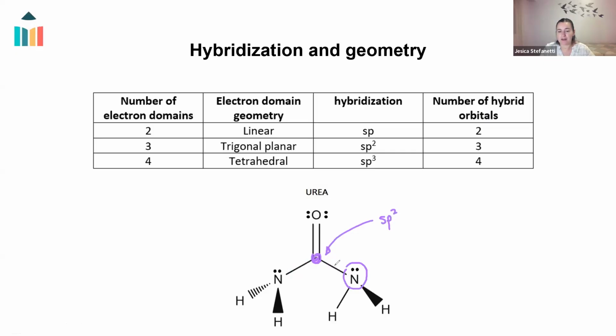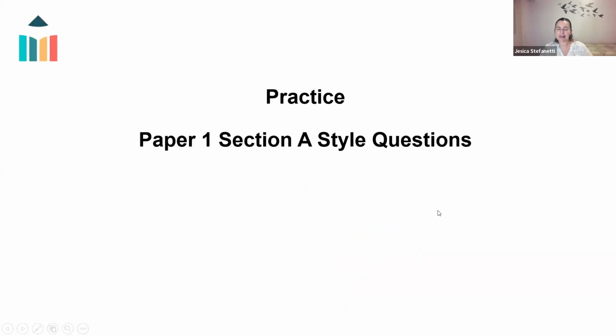Now, if we think about the nitrogen, we have 1, 2, 3, but the lone pair also counts. We have 4 electron domains. The nitrogen here will be assigned as sp3. So identifying the geometries is something very, very helpful so as to figure out the hybridization. Let's get started with some practice questions.